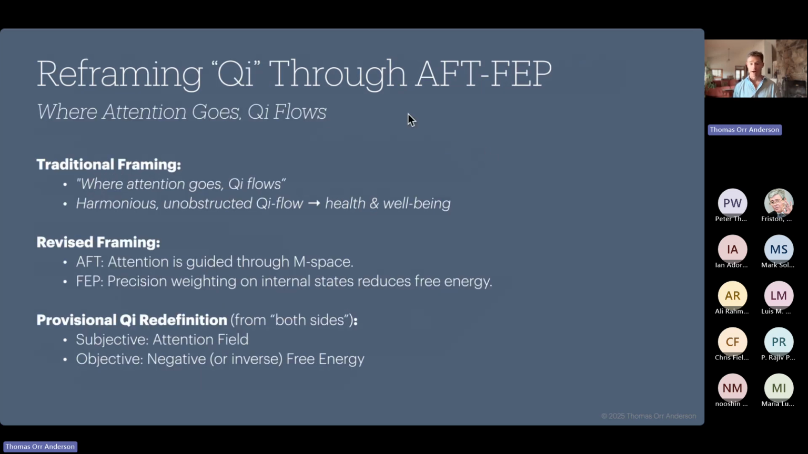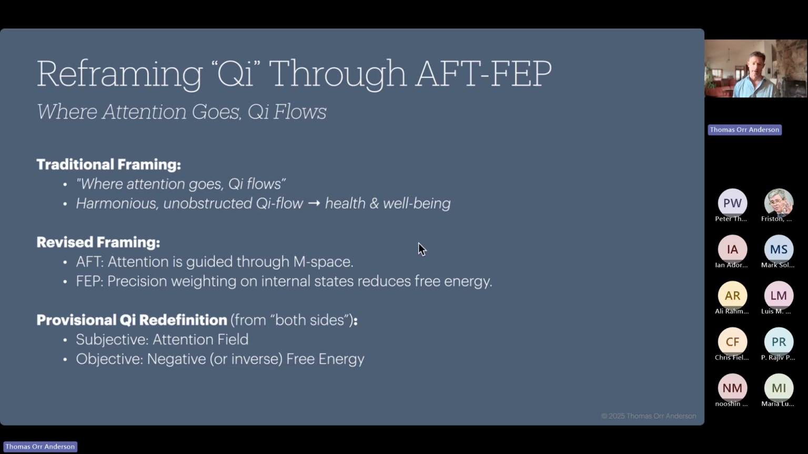So I propose reframing qi through the lens of attention field theory and free energy principle. The classic statement, where attention goes, qi flows, I might instead reframe as where attention goes, organism states change. It's much less catchy, but it actually seems to fit the facts quite well. According to traditional framing of Qigong practices, harmonious, unobstructed qi flow leads to health and well-being. Could it be the case that harmonious and unobstructed attention flow lead to health and well-being?